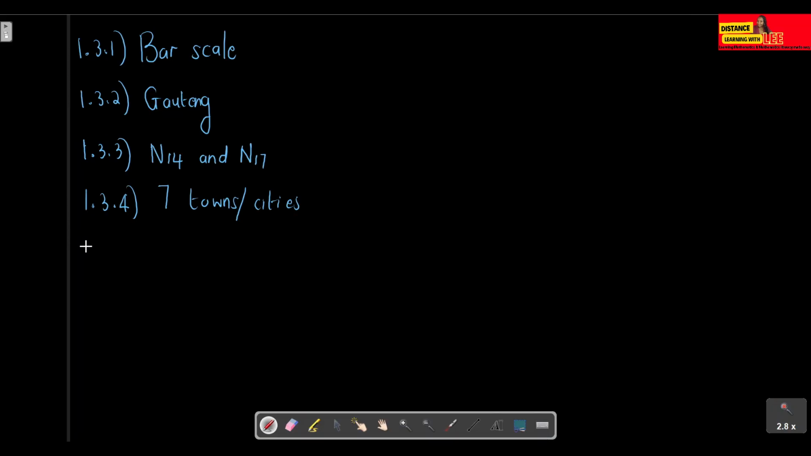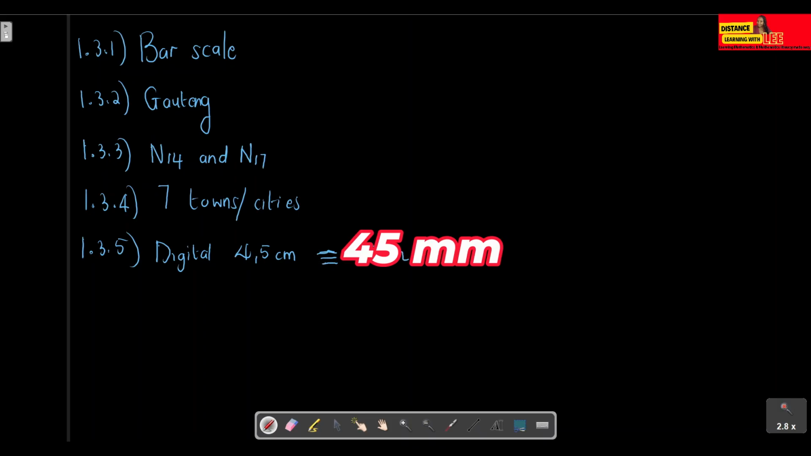Okay, so for question 1.3.5, I'm going to write for the digital, I got 4.5 centimeters, which is equivalent to 45 centimeters. However, from the memo, if you have a hard copy, you should get 39 millimeters.